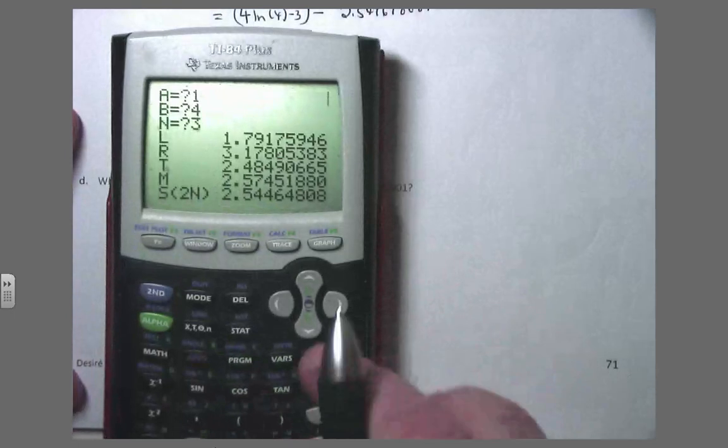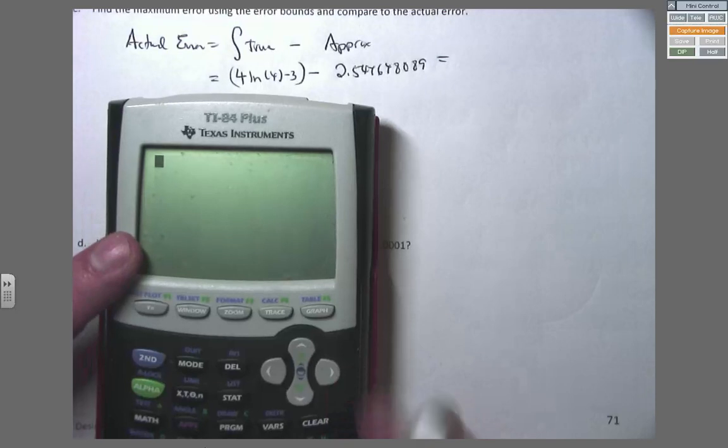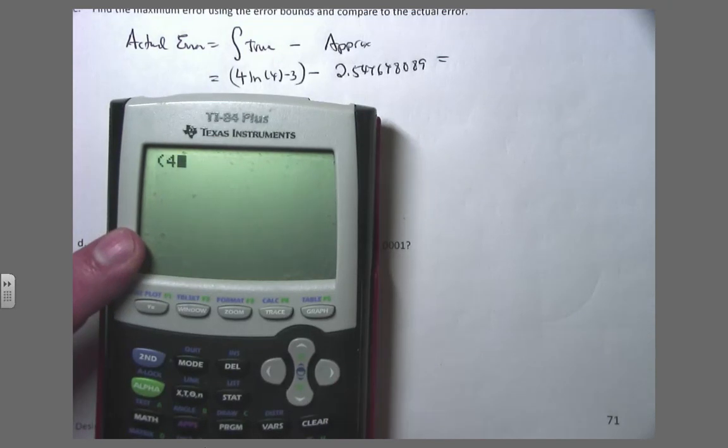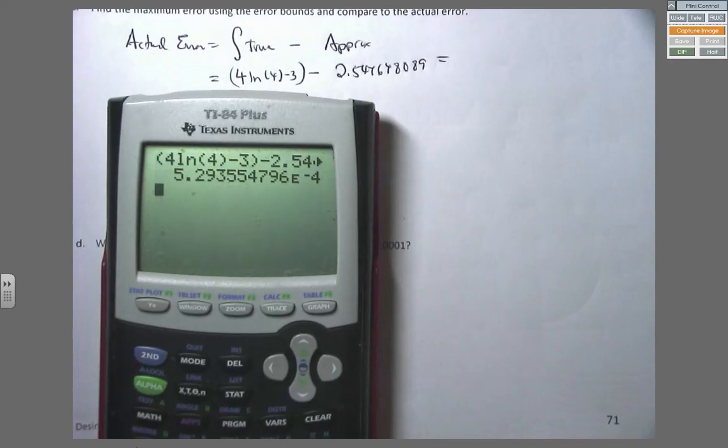Let's see what we got when I do that. I'm just going to hit clear and enter and get done with that. And now I'm going to type this in. Parentheses, 4 natural log of 4 minus 3, minus 2.544648089, and I got an error of, what did I get for an error? I got 5.2935544796 E negative 4. What is this E negative 4 telling me?